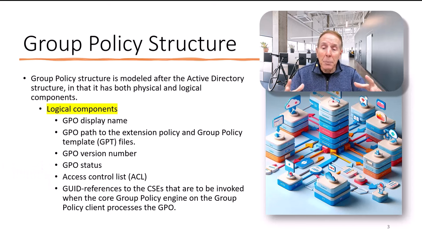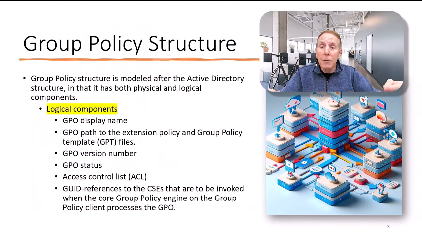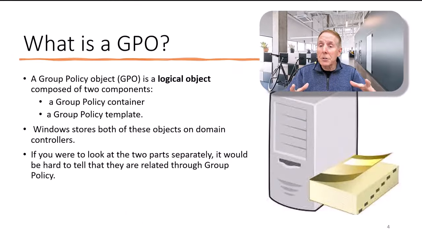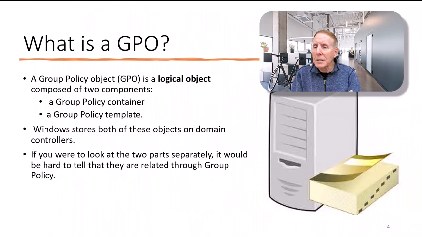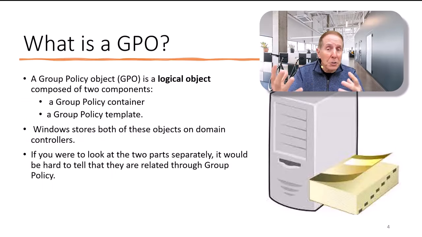The physical components are going to be files and folders that are going to be wrapped into a special folder with a GUID name, which will make it a one-of-a-kind folder, and inside will be the files needed to implement this group policy. These logical and physical components that make up a GPO are going to be stored on a domain controller. If you were to look at these two components, the information that's stored in a group policy container, Active Directory, and then the group policy templates, which are files and folders, it would be hard to tell as you look at these two components separately that they have anything to do with group policies.